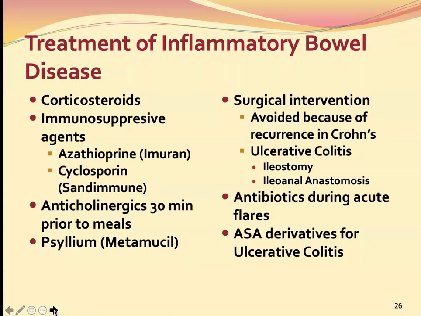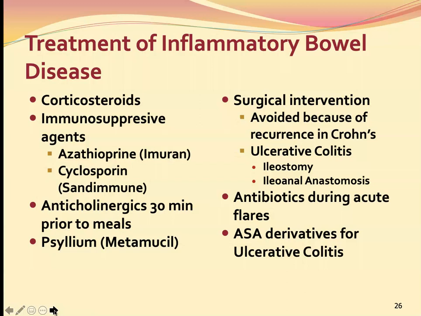So treatment is based on severity of the symptoms, and so the most common one is corticosteroids to reduce the inflammatory process, and then there's also immunosuppressive agents, anticholinergics, metamizole. Surgical intervention, this is avoided because of recurrence in Crohn's. In ulcerative colitis, patients can end up with an ileostomy or ileoanal anastomosis.